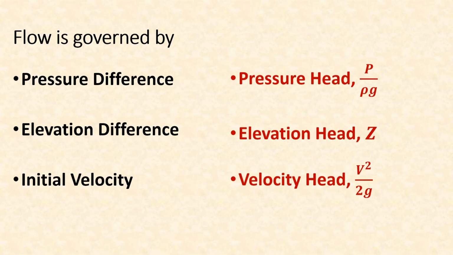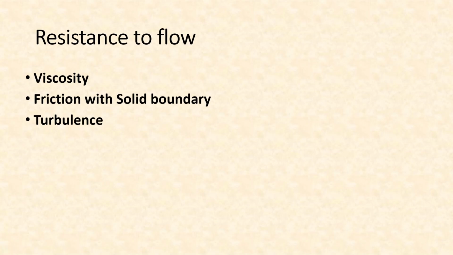In addition to these three kinds of energy or heads, we have another thing which is always there in flow, that is the resistance to flow. And the resistance to flow is given by either viscosity, which is the friction between individual particles of fluid, then friction with the solid boundary. If it's flowing inside a pipe, then with the solid boundary of the pipe there will be some additional friction, and the turbulence, that is the randomness when flow doesn't go in a straight line but goes forming some eddies. So in that case also that causes some kind of resistance.